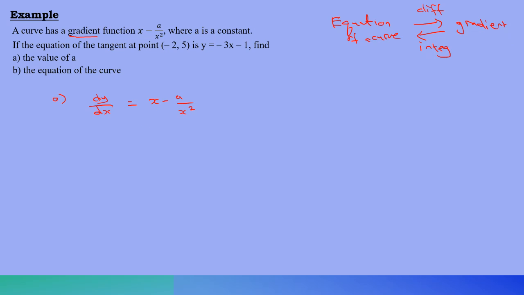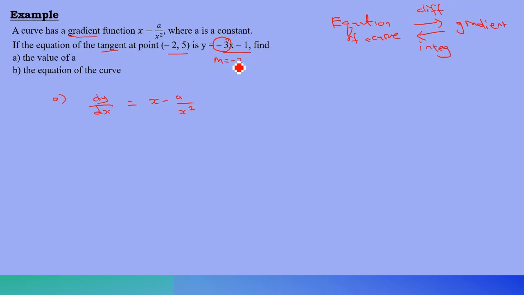So now what the question wants you to find is the value of a. They say the equation of the tangent at this point equals to this. So this is the equation of the tangent. That means it will touch a point on the curve, which is (-2, 5). And this is what we get. So from here, what you can see is this number. What does this number stand for? This number stands for the gradient of the tangent. So normally we call it m equals negative 3.